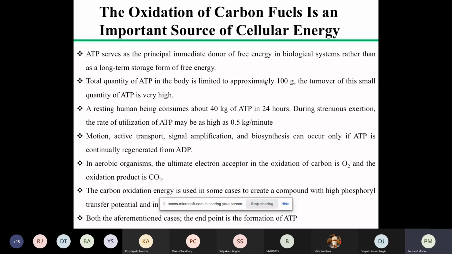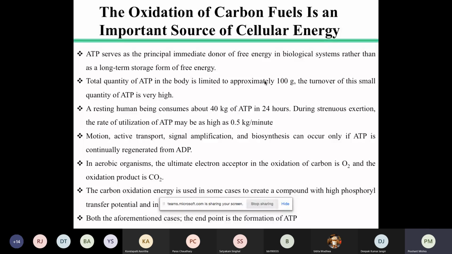So carbon dioxide is being produced. How is it being produced in cellular respiration? What happens is that carbon is oxidized, and energy is used in some cases to create compounds with high phosphoryl transfer potential. So what is a high phosphoryl group transfer potential? It is nothing but the capability to transfer a phosphoryl group from one molecule to another molecule. So can you give me one example of a high phosphoryl group transfer potential molecule? The answer is very straightforward. It is the ATP molecule.